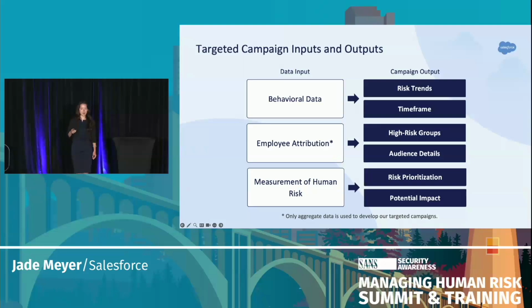And so just to sum up all of the inputs and outputs that go into a targeted data-driven campaign based on this type of data, we have one of our inputs, behavioral data, which really just outlines overall trends in risk and the time frame. Then we have our employee attribution data, again, as I described, in aggregate, which helps us outline our high-risk groups and details about them, like what business units they work in, where they're located, anything that could be valuable to our program. And finally, we have our measurement of human risk, and that really helps us take everything we've learned and find a way to prioritize those risks and also to determine the potential impact.